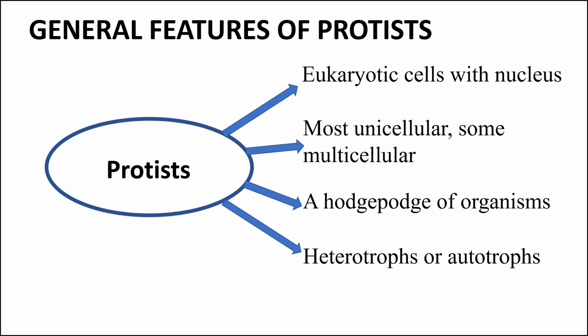So, looking at this in a visual way, we can say that protists are eukaryotic. We can say that most of them are unicellular. We can say that they're a hodgepodge of guys. You could even write the word in misfits. I kind of like that. And then they're also heterotrophs or autotrophs. So if you're looking at your note page right now, we're going to have you pause the video and fill those 4 lines in that are right to the side of that big word protists in the circle.